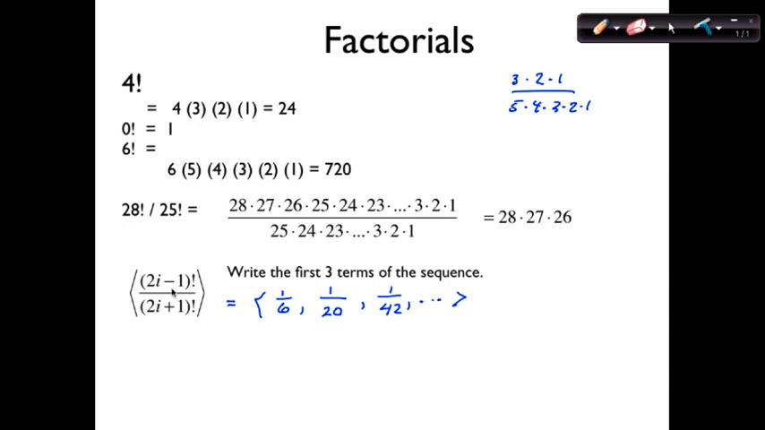Okay, so now let's simplify this. What is 2i minus 1 factorial? How could we write out 2i minus 1 factorial? What would the first factor in that be? What's the first number we multiply together in 2i minus 1 factorial?